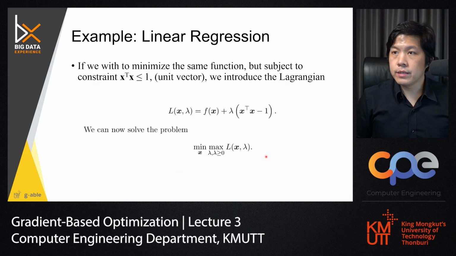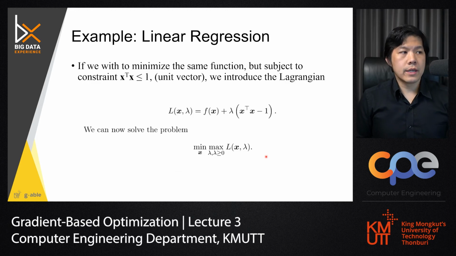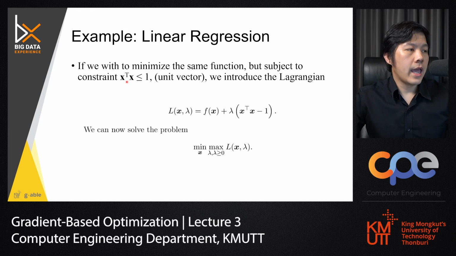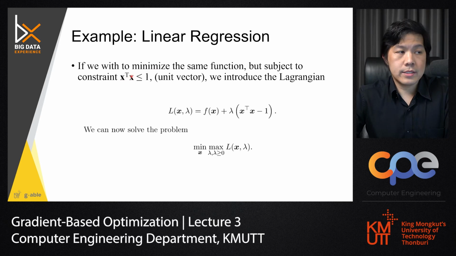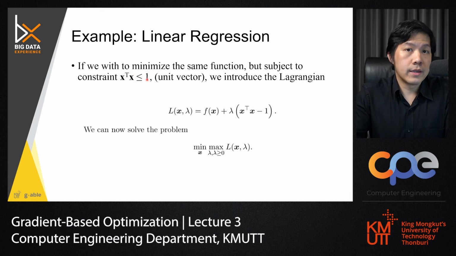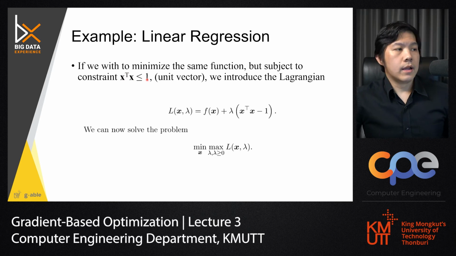But let's say, suppose that there is a constraint that we want on x transpose times x, where x is this constraint, a unit vector constraint. That means this multiplication must be less than 1. That means the size of the vector cannot exceed the unit vector. It has to be at most a unit vector, the size of 1.